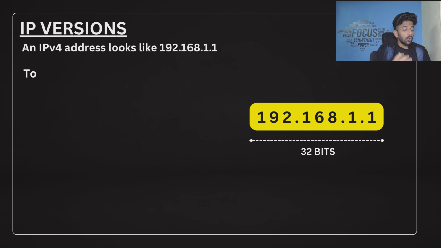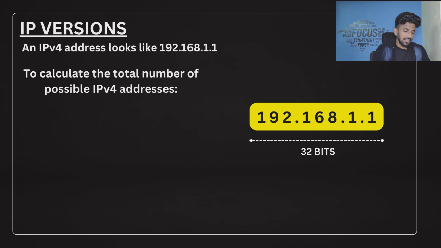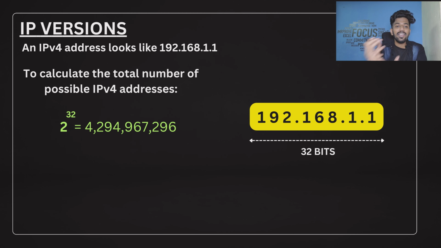Okay. If you want to calculate the total number of possible IPv4 addresses, how do you calculate? 2 power 32. You will get a value like 4,294,967,296. Cool. It's a huge number, right? But you may have a question here. Are we using all these addresses? No. Some are reserved for private networks and special purposes. Okay. We'll talk more about that when we cover the IP classes. So this is all about IPv4. It has 4 octets, each octet is 8 bits, and the total IP size is 32 bits.